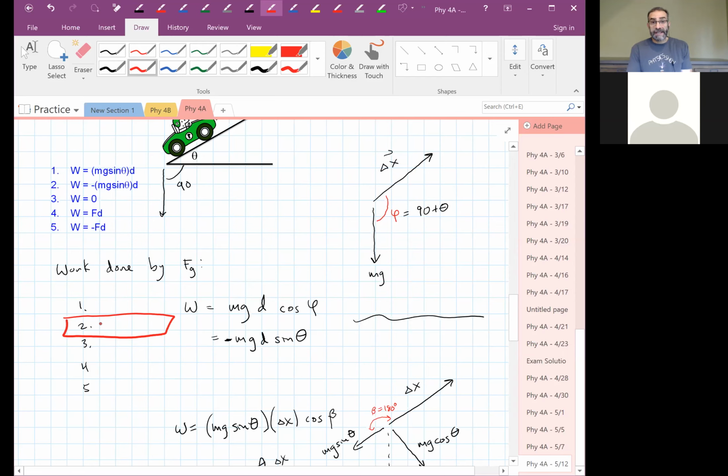Work done by gravity. So there's another trick we can use here. And that is that if work is being done on an object, its energy has to change. It has to be going faster or slower. We have to be changing its energy. And what we will learn very soon is that energy of motion has to do with speed. So if the object is speeding up or slowing down, we are doing work on that object.